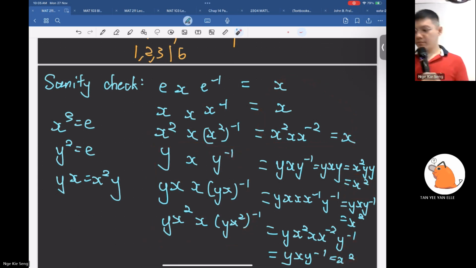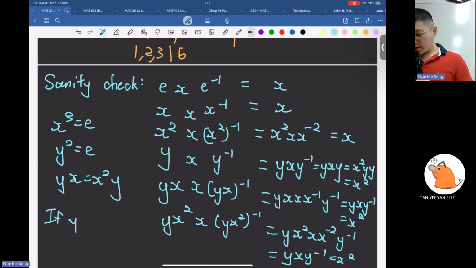Sorry? Why does Y inverse equal Y? You need to check the relation on Y. Y is an order 2 element. Remember last time we showed that whenever an element is order 2, it is the inverse of itself, right? Because Y squared equals the identity, so what happened? You can multiply Y on both sides.